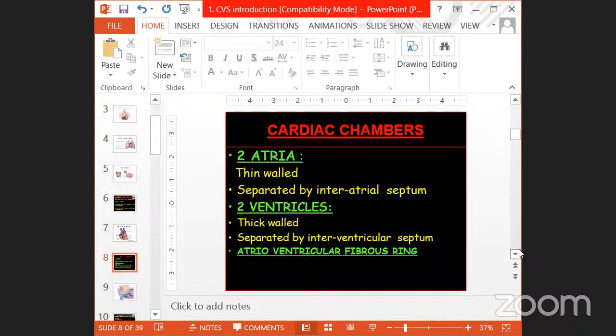Coming to the anatomical features, there are two atria. Atria are thin-walled, separated by interatrial septum. And the ventricles, there are two ventricles and they are thick-walled and separated by interventricular septum. So we have to know in this state that the ventricles are more musculated and they have more muscular fibers comparing to the atria. And there is an atrioventricular fibrous ring present between the atria and the ventricles.